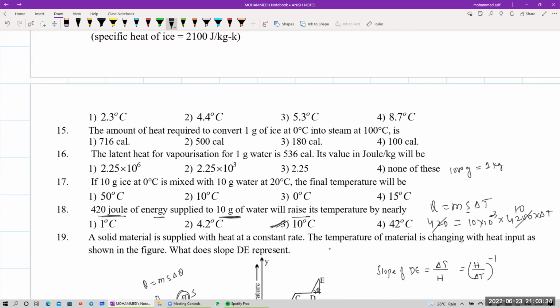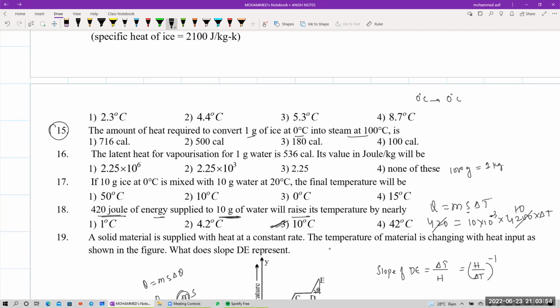Can you do question number 15? Amount of heat required to convert 1 gram of ice at 0 degrees centigrade into steam at 100 degrees centigrade will be equal to how much? Q equals m s delta T. That means m will be equal to 10⁻³.